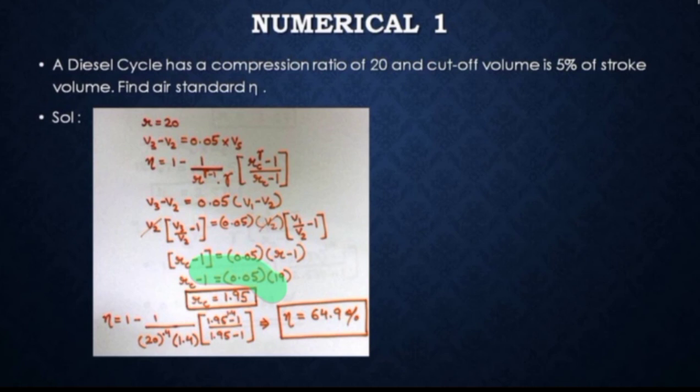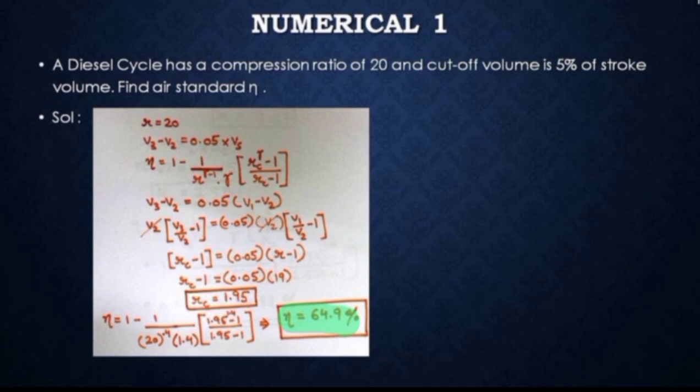Simply put 1.95 in rc and 20 in r. The final equation becomes like this, and the answer is 64.9. Just go through this numerical. This is a bit easy numerical, and it has been asked several times in GATE and engineering services, right? And you will have a clear idea of how to manage between r, rc and re.